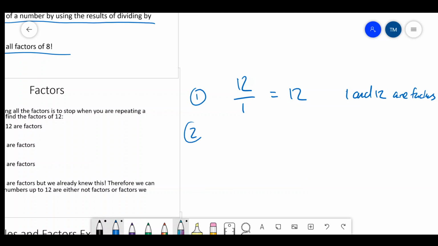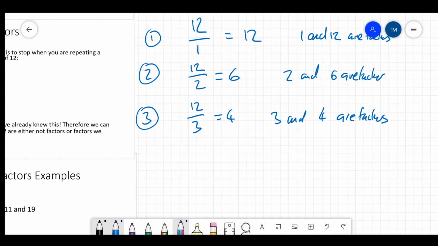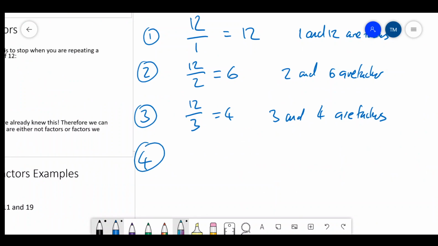Let's try 2. So we do 12 divided by 2, which is 6. So therefore, 2 and 6 are factors. 3, so we do 12 divided by 3, which is 4. So we know 3 and 4 are factors. Now at this point, our next value is 4, but we already know that 4 is already a factor because we just found it in the previous one. So we don't need to do it. We can stop.